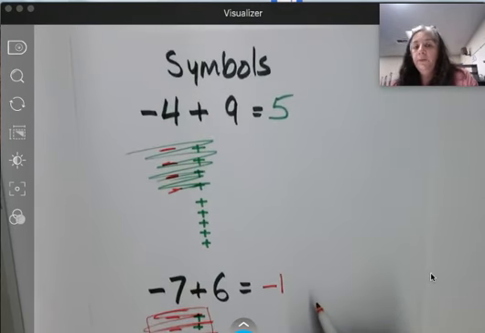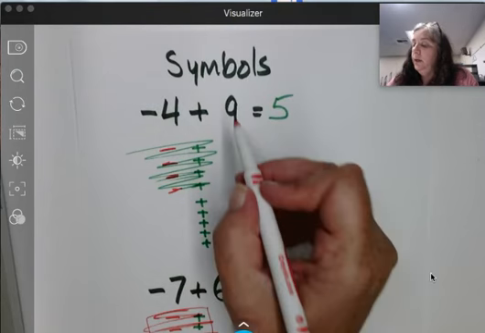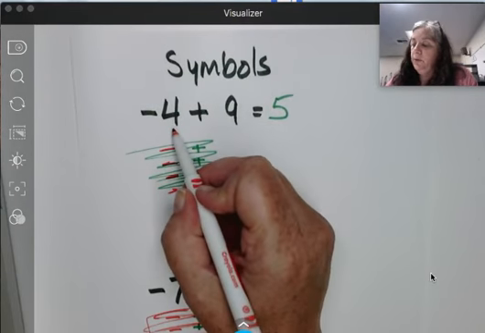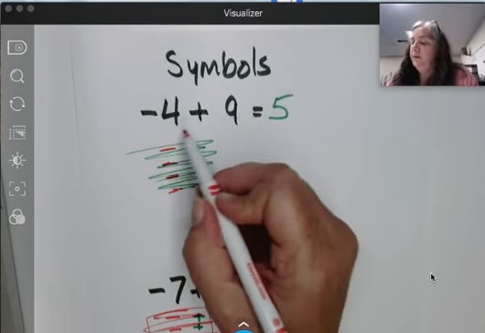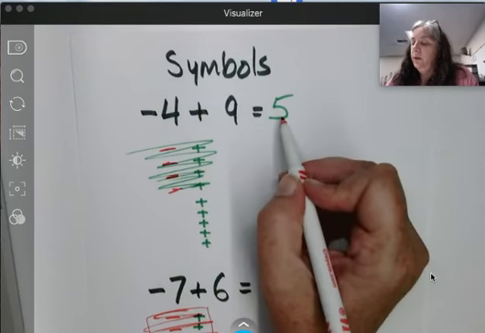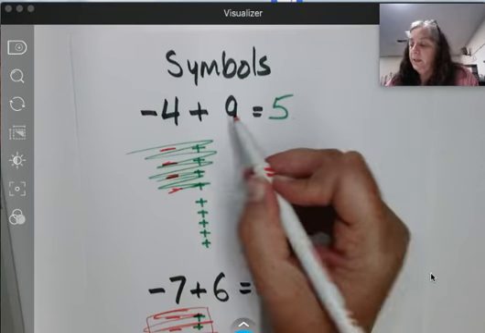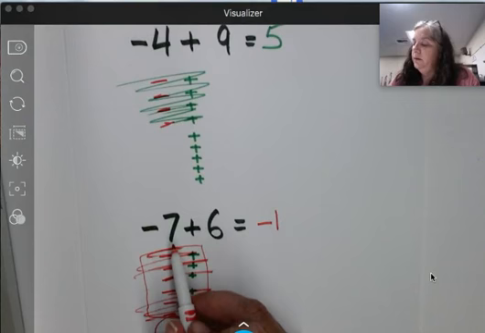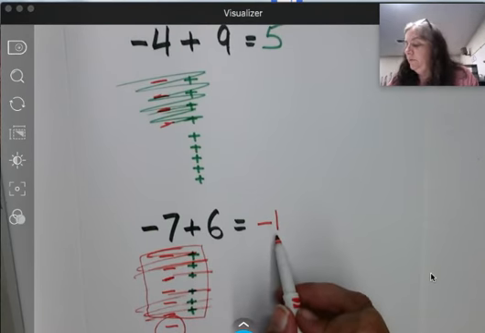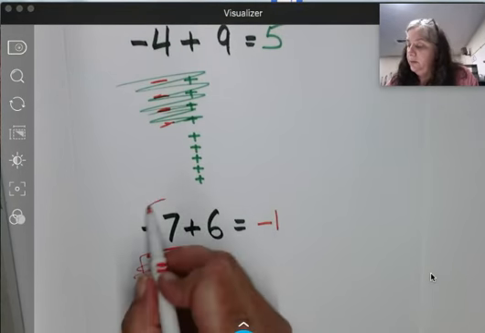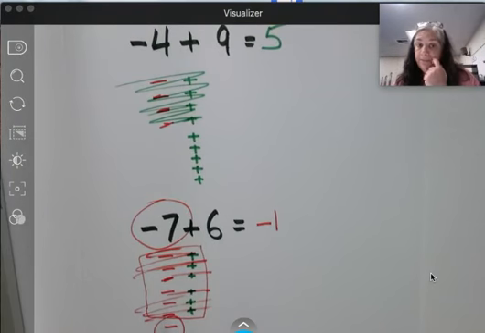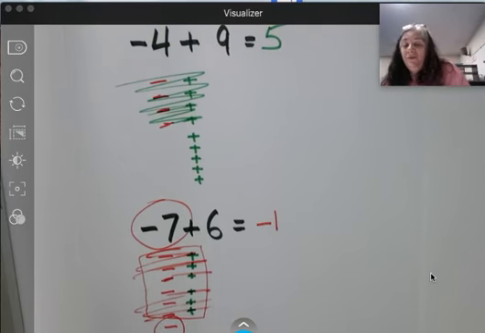Now on both of these, the other rule still works. Big minus small. 9 minus 4 is 5, and it stays positive because 9 is positive. 7 minus 6 is -1. Why is it a -1? Because we had more negatives to start with. That's it. You just have to remember to use the rules.